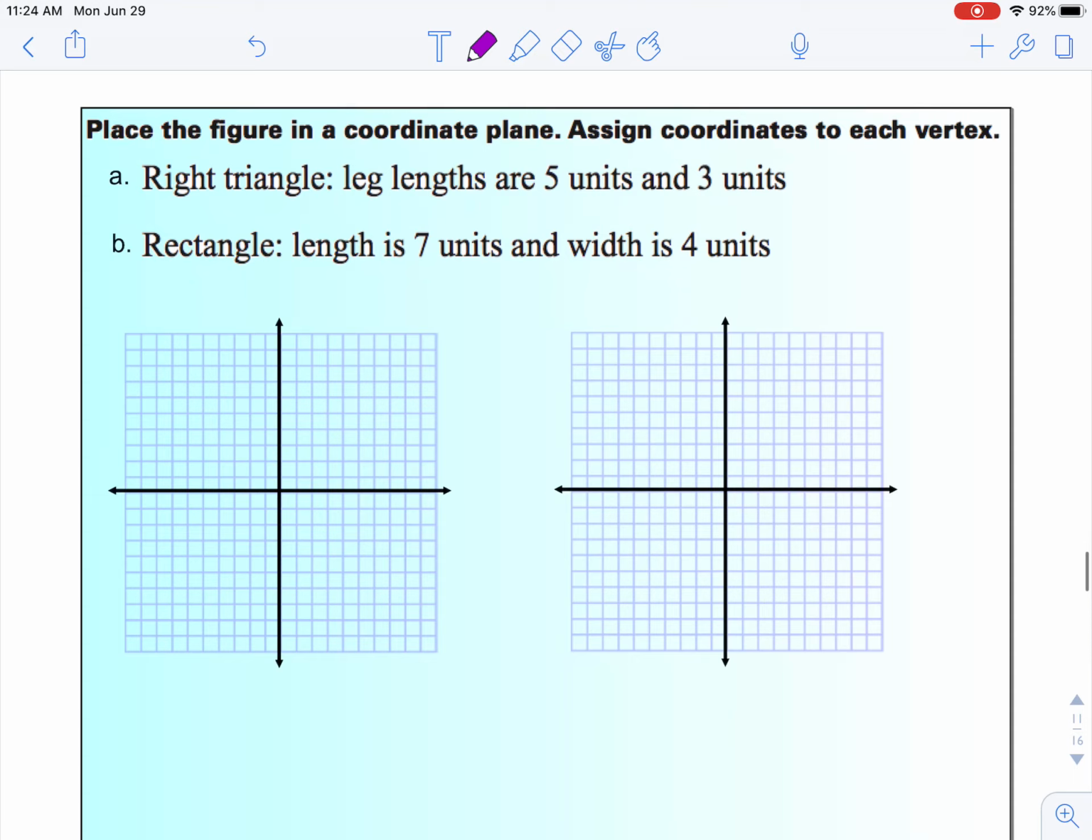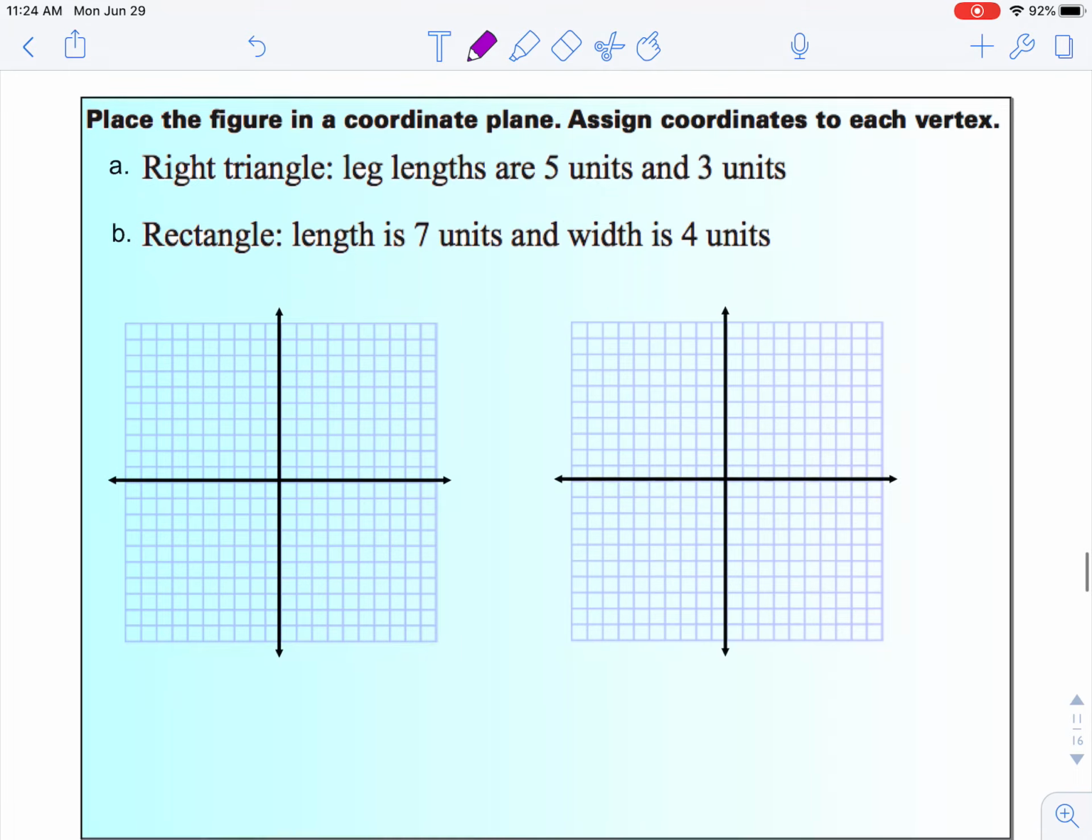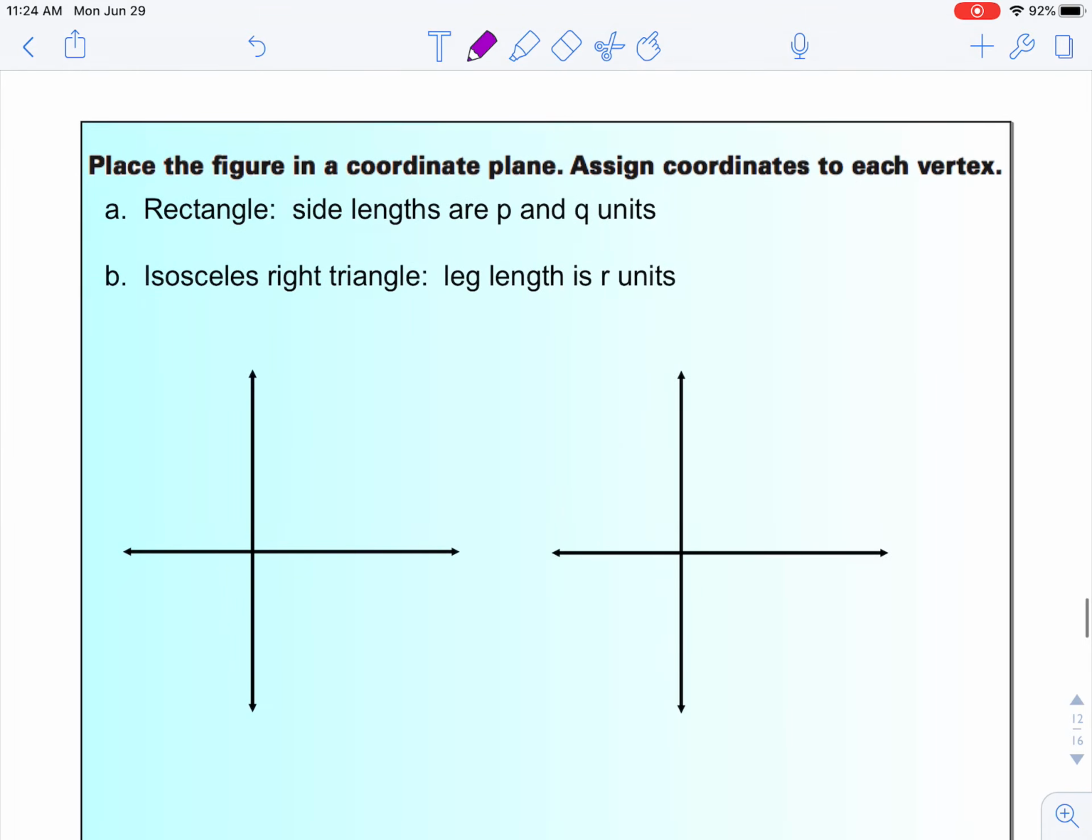So what I'd like you to do is try these two and then check back to the notes. And then I would like you to try this example right here, letter A, on your own right now.